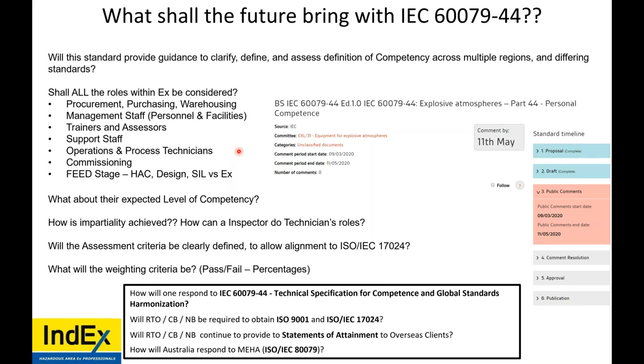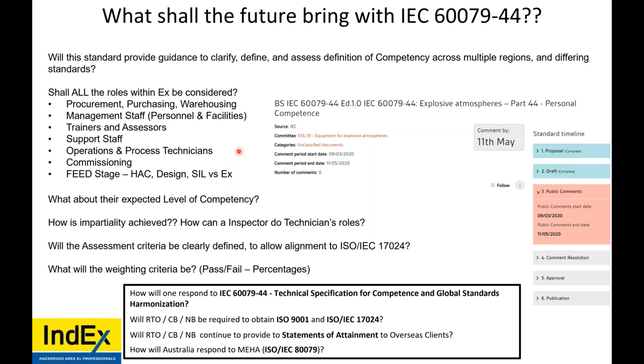What will the weighting criteria be? What are the pass and fail percentages? From my own experiences, I know that in some countries, there are 70% failure rates by candidates, while in other ones, nobody fails. I feel that that is a disservice to everybody within the industry. And ultimately, the end user is the one that will deal with it.